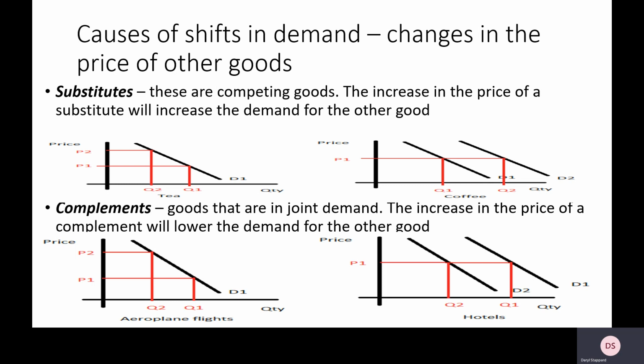Now, the bottom example is for complements. Now, remember, complements are goods that are in joint demand. So a good example could be a games console and a game. It could be car and petrol. It could be fish and chips. In this example here, I put aeroplane flights and hotels. So look at the bottom left-hand diagram. If aeroplane flights were to become more expensive, it would lower the demand for hotels across the world. Because if aeroplane flights become more expensive, people become less willing and able to buy. We get that contraction in demand, and that would lead to demand for hotels moving inwards. So at the same price for hotels, people become less willing and able to buy.